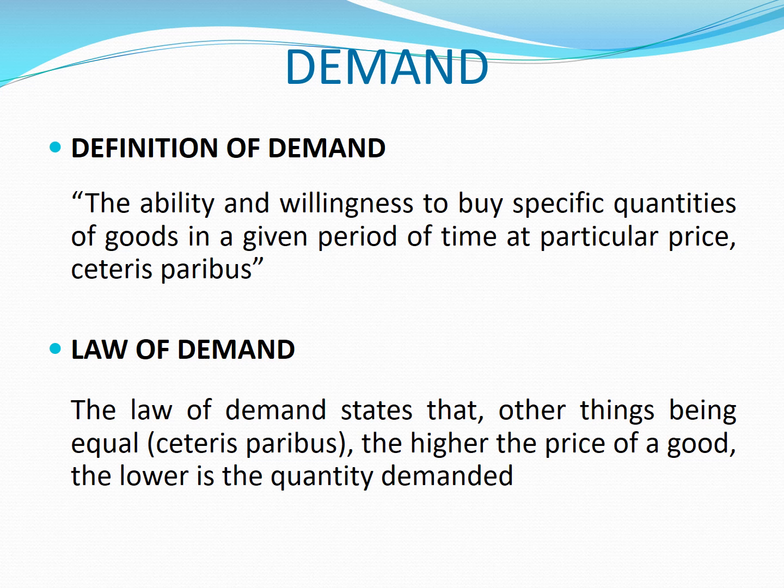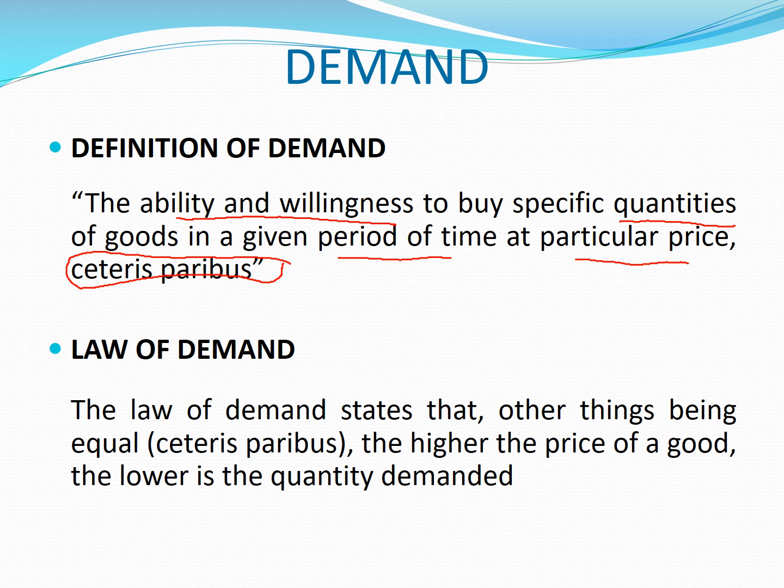There are two parts in this chapter. The first part is demand and the second part is supply. We start with demand first. The definition of demand is the ability and willingness to buy specific quantities of goods in a given period of time, at a particular price, and ceteris paribus. Ceteris paribus means you keep other things constant. Other factors that contribute to the quantity that you want to buy, or your demand, do not change except for the price of the product.